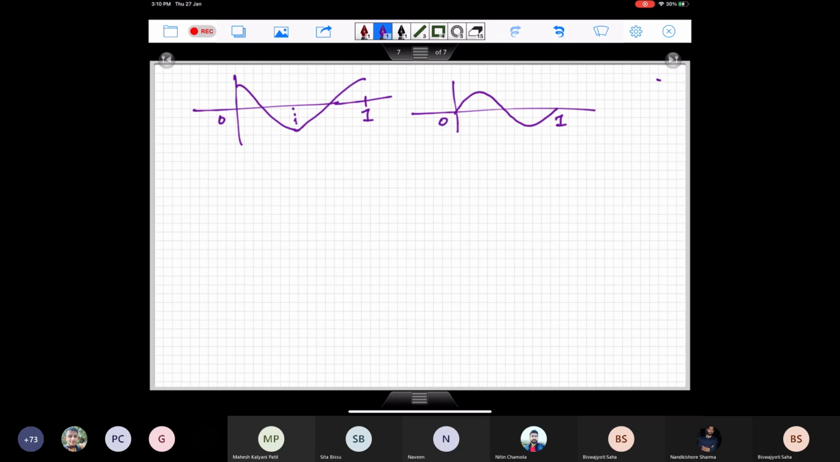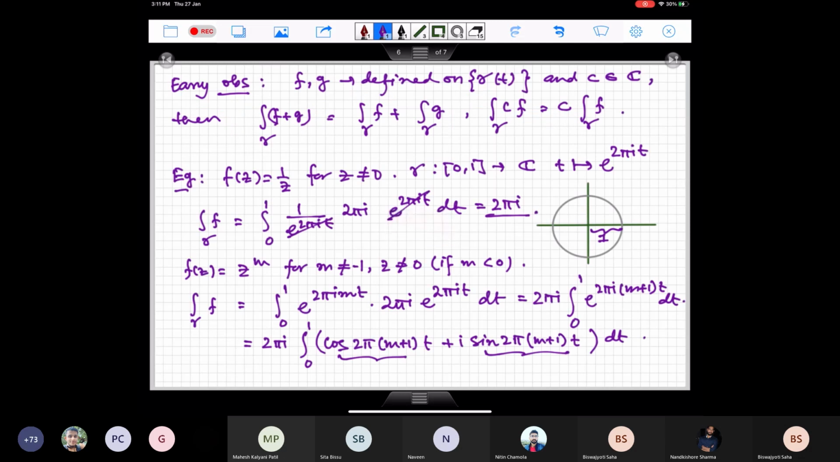So if you take these integrals from 0 to 1, these integrals are 0. This one is getting cancelled by this, similarly here the whole thing is getting cancelled by this. I have drawn only cos 2 pi t and sine 2 pi t. If you take cos 4 pi t and sine 4 pi t, you are just going to have this same curve repeated twice and thrice, depending on your m plus 1. And if m plus 1 is negative also, it's not going to matter. Cos is an even function, sine is an odd function, so only the plus or minus is going to come out.